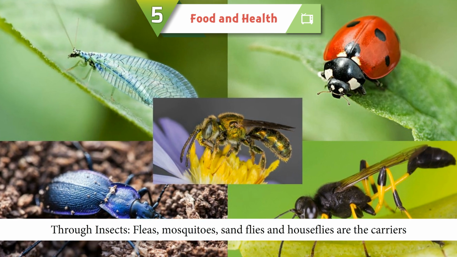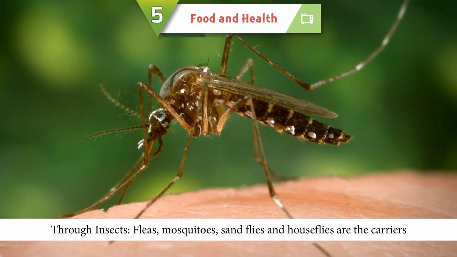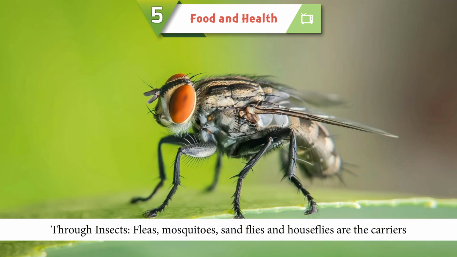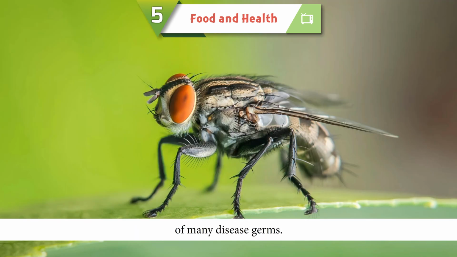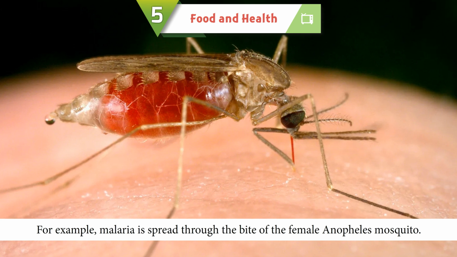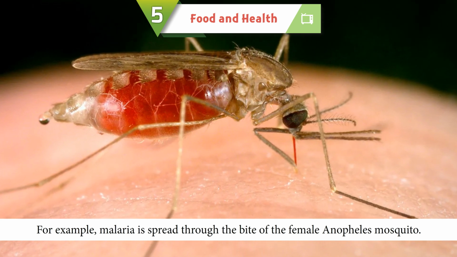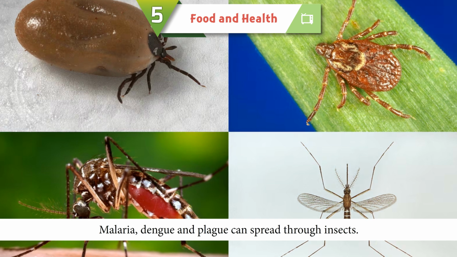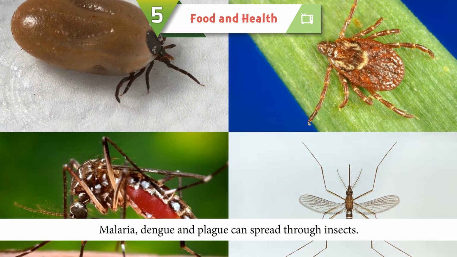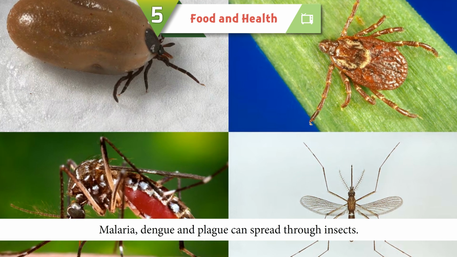Through insects. Fleas, mosquitoes, sandflies, and houseflies are the carriers of many disease germs. For example, malaria is spread through the bite of the female Anopheles mosquito. Malaria, dengue, and plague can spread through insects.